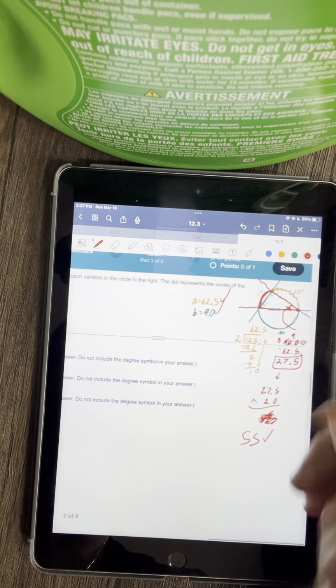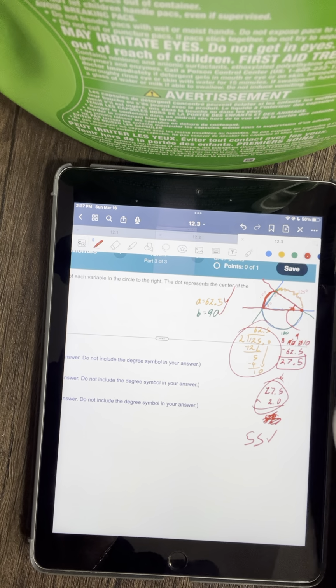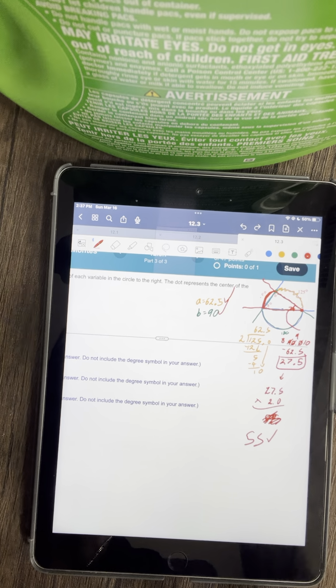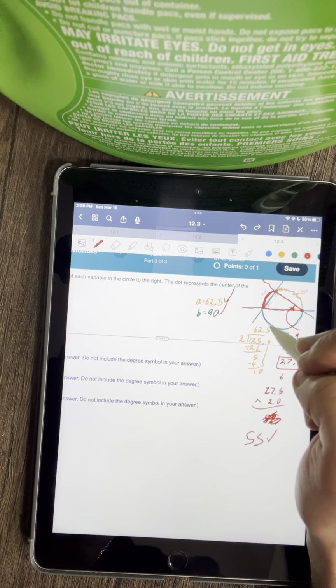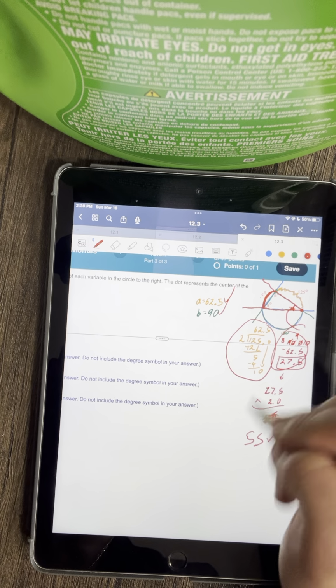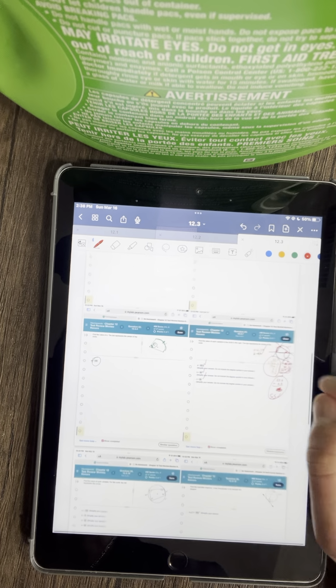Obviously, guys, if all these little writings confuse you, I'm just doing it without a calculator because I don't have one right now. So obviously, you can just pause this or you could just use your calculator. Okay, so don't worry too much about that.